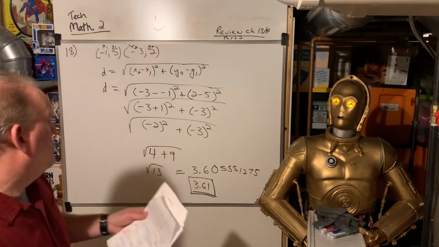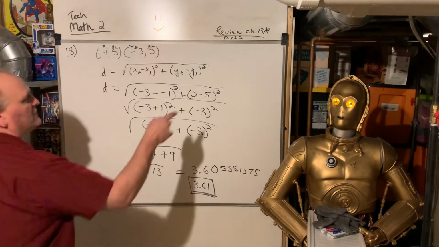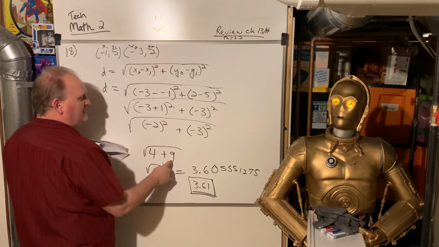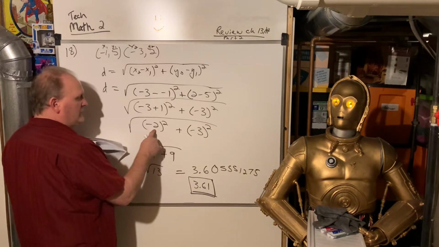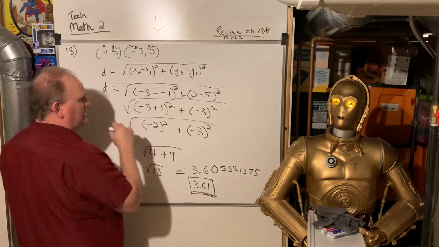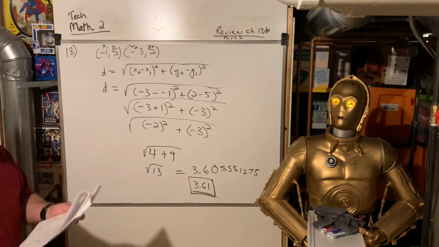Okay. So what if you would have switched those around? It wouldn't matter. This would have just been positive 3, and when it's squared, it would still be 9. And this would have just been positive 2, and when it was squared, it'd still be 4. So it really doesn't matter which one is first or second when you're subtracting the x's and subtracting the y's.